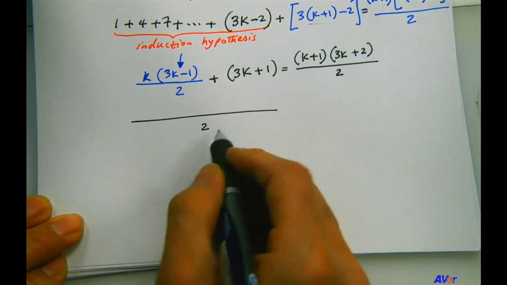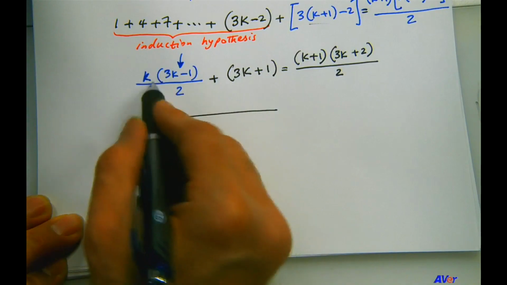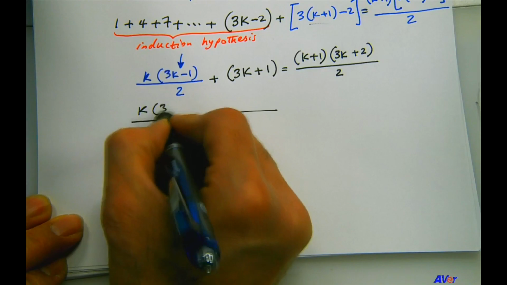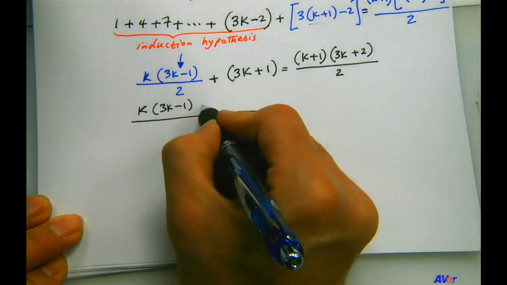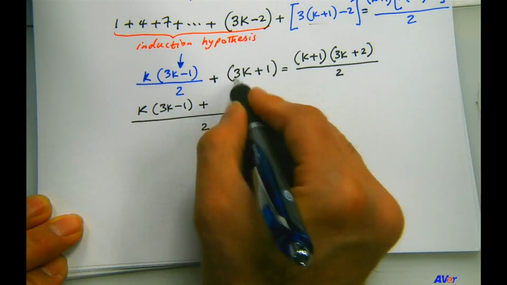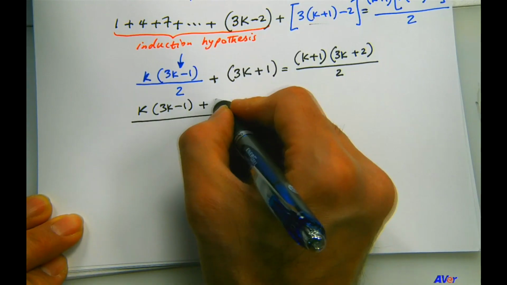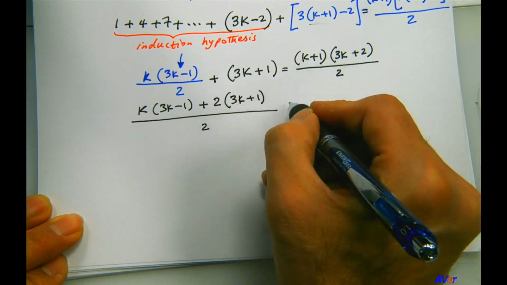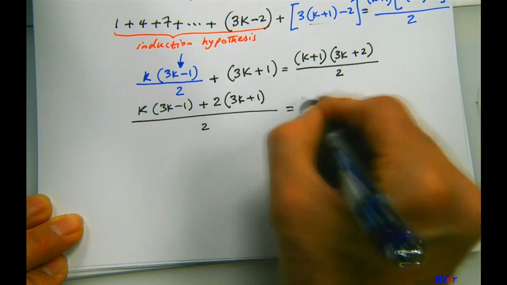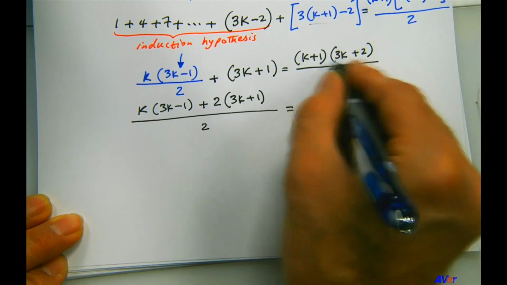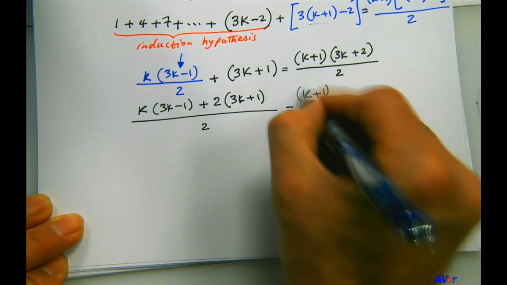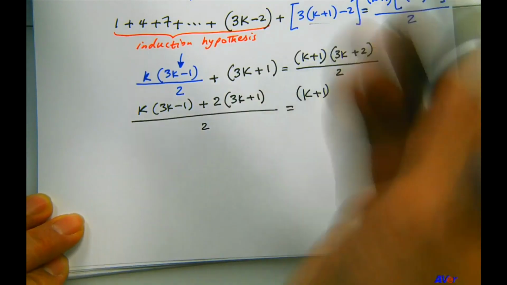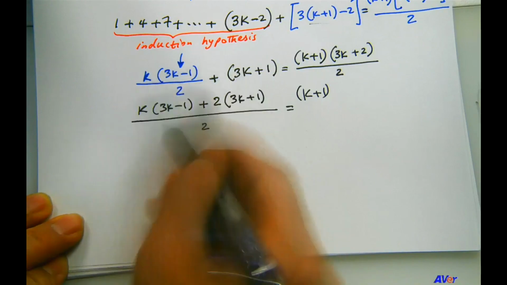So we have 2, and so this piece is the same thing, right? K times 3k minus 1 plus 2 times all of that, right? 2 times 3k plus 1 equals the other side. I'm going to keep that in factored form for now. Let's see what happens on the left, because the right-hand side is nice and neat and in factored form. The left-hand side, we got a lot of things to deal with.